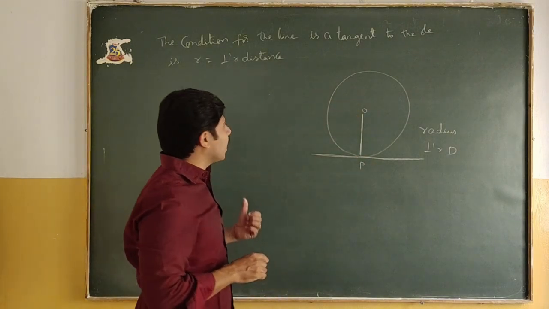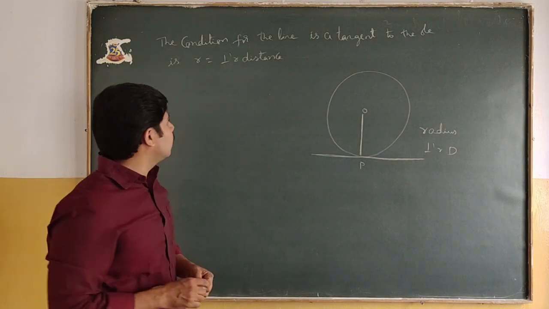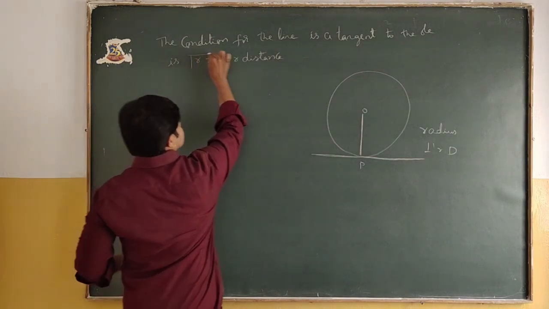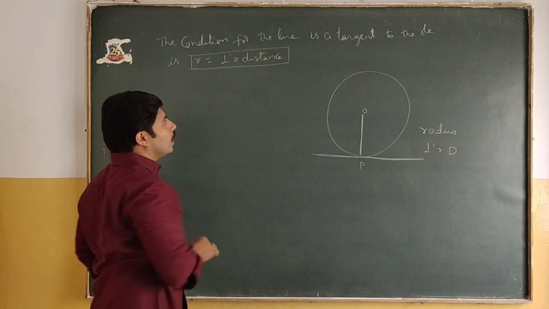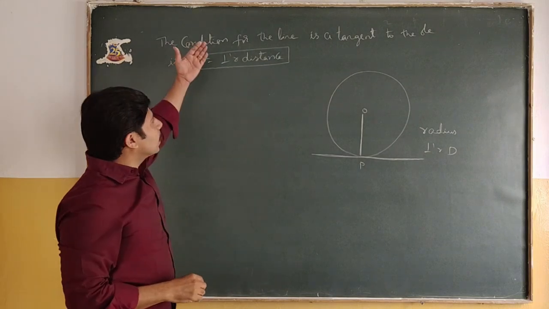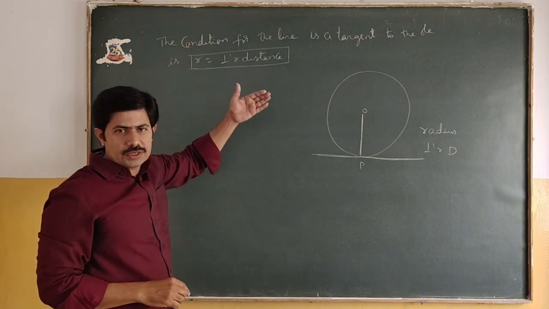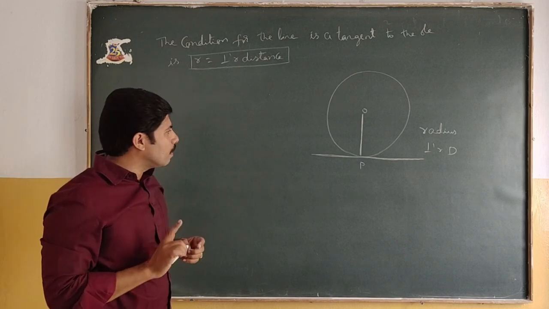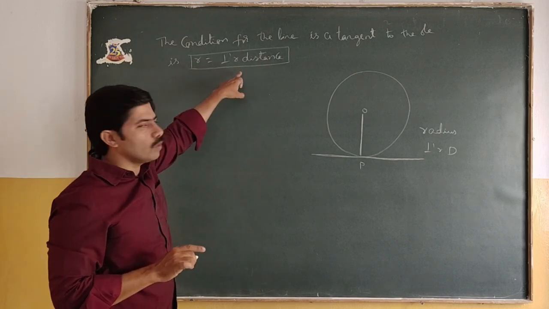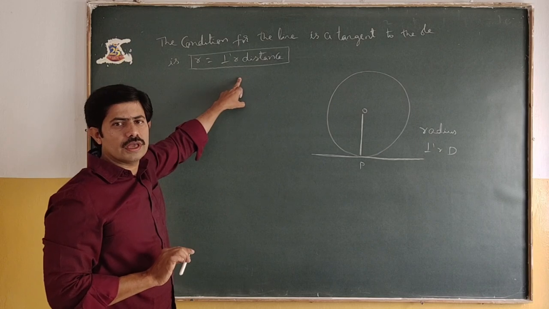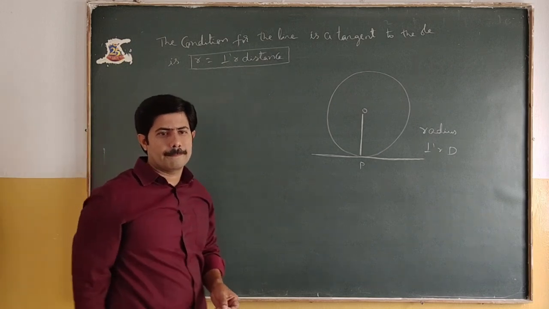That means if a line is tangent to the circle, then what is the condition? Radius is equal to perpendicular distance. Okay, see. If the line is tangent to the circle, you have to remember that radius is equal to perpendicular distance. Okay. Now we will do a problem.